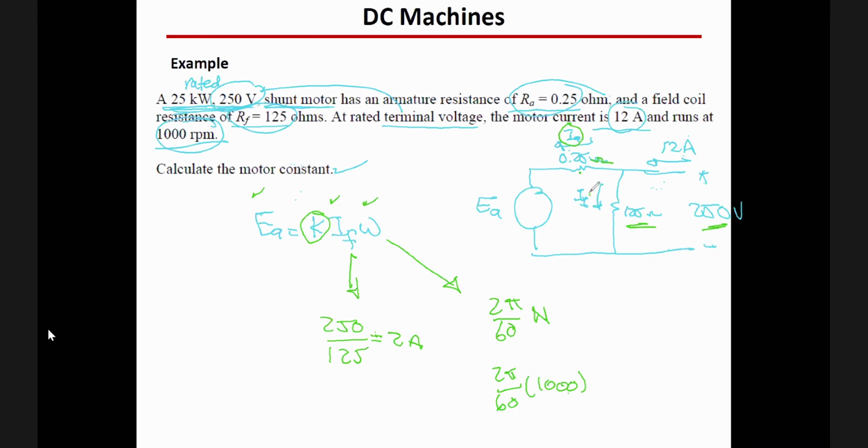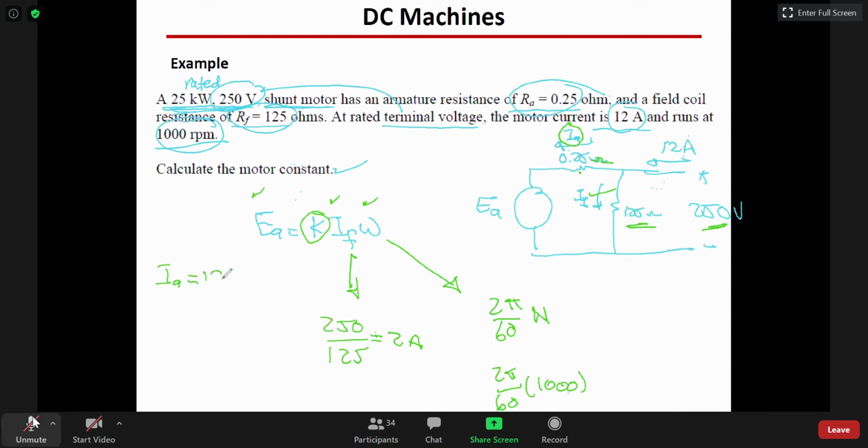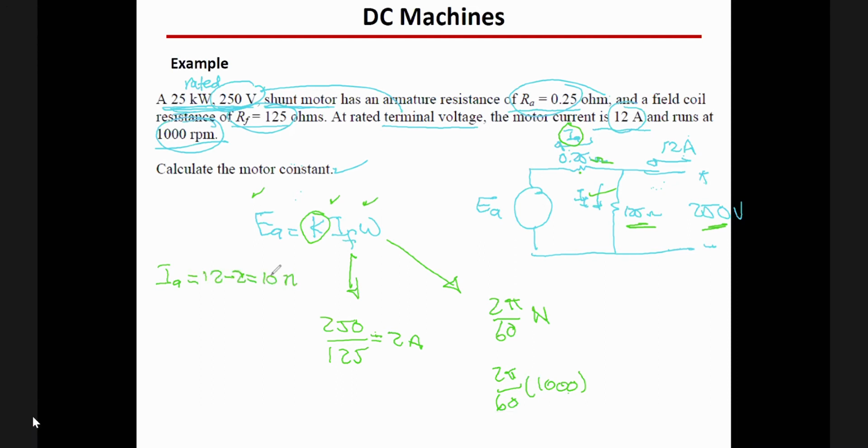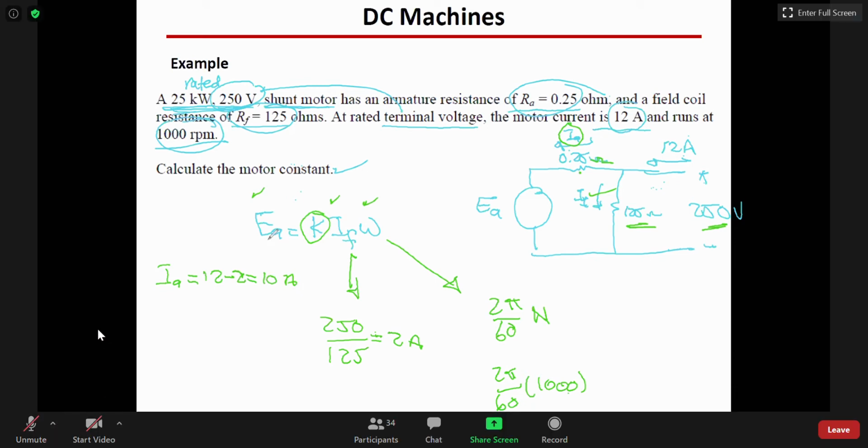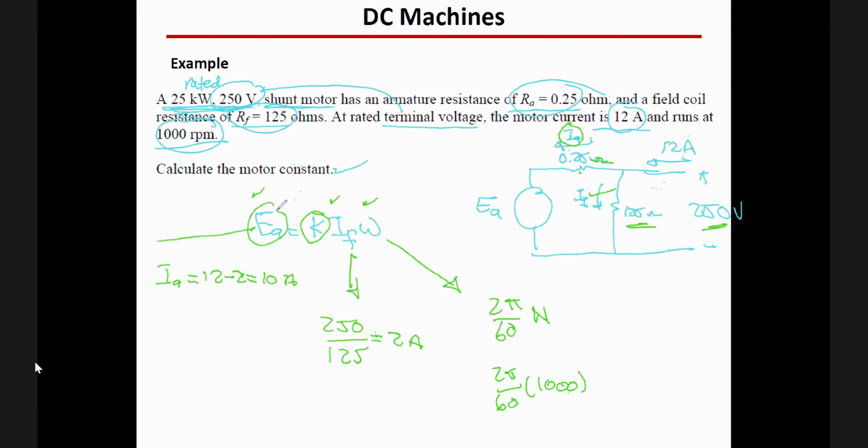So after we find this IF, IA now will be what? The subtraction of the 12 overall minus 10. Why are we finding IA? Because we need to find this. So this now will be equal to 250 minus 10 multiplied by 0.25. Do you agree? Yes. Now we know omega, we know IF, we know IA. So we can easily find what is K.